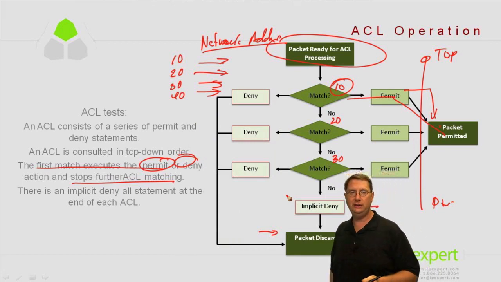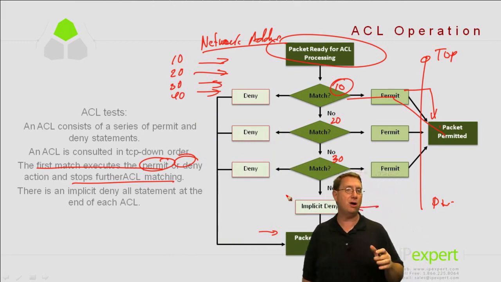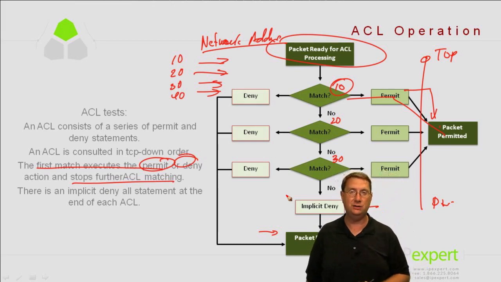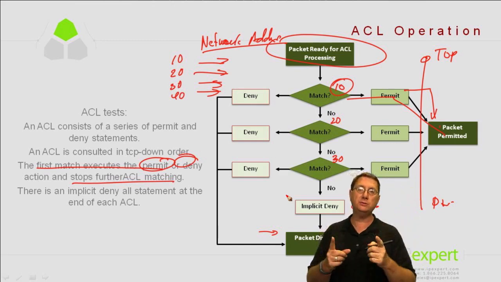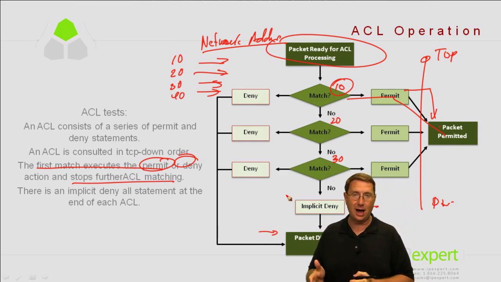The other thing we need to understand is that, based on the fact that it's processed in a top-down fashion, the system in modern IOSs will actually restructure the access list such that the more specific entries are near the top of the list and the less specific entries are at the bottom.